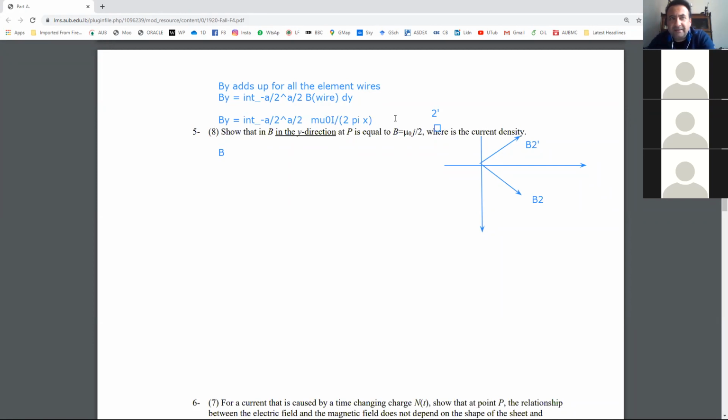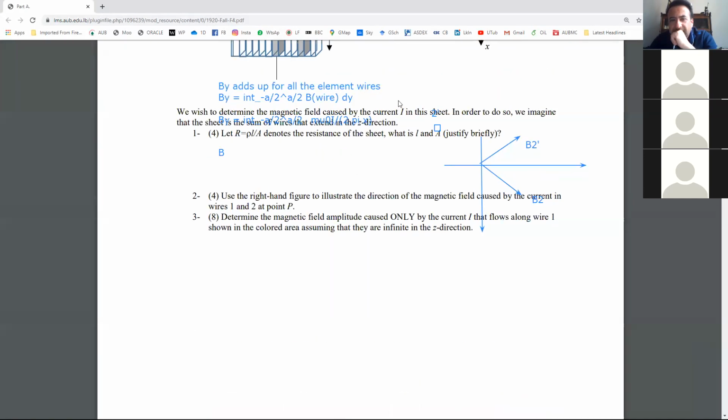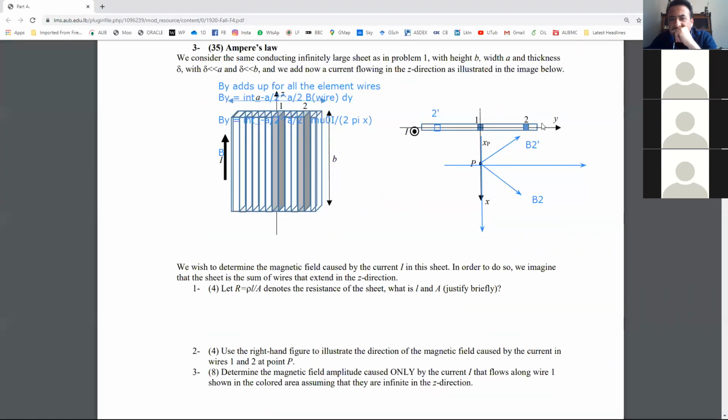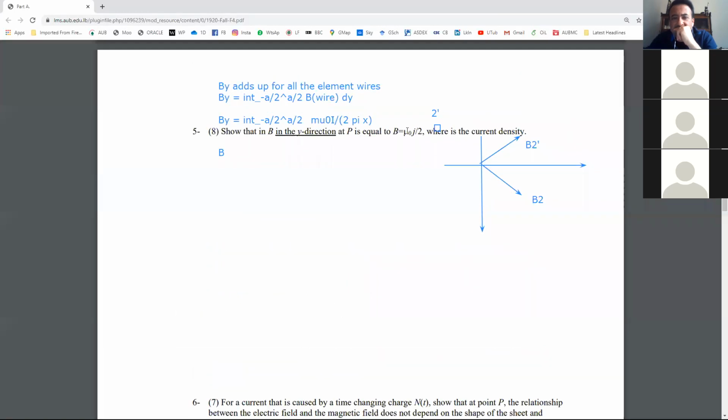And now I'm going to have J equal to I divided by a multiplied by delta. You replace all this and you end up having mu0 J divided by, but there's an issue, then I don't know how to get rid of the pi. But basically that's the bottom idea, okay?